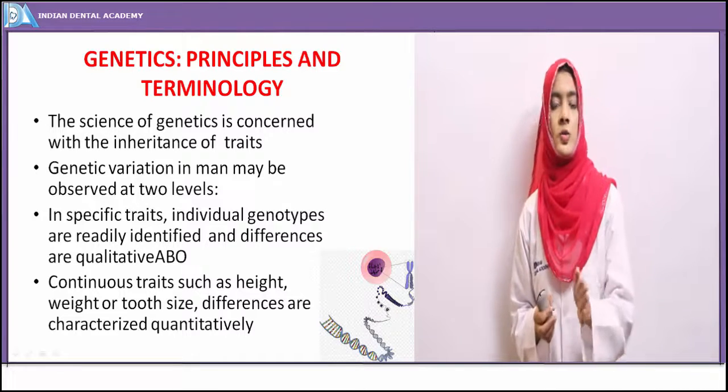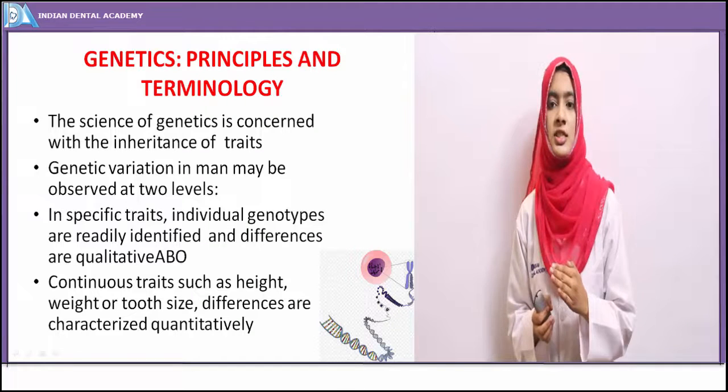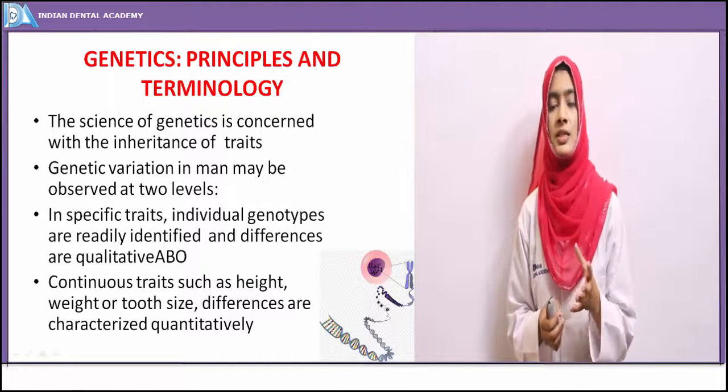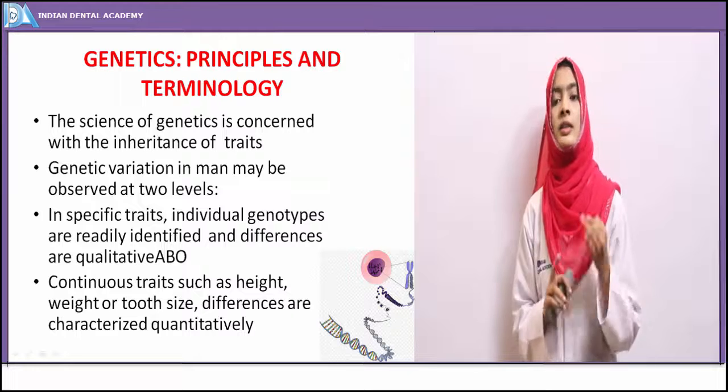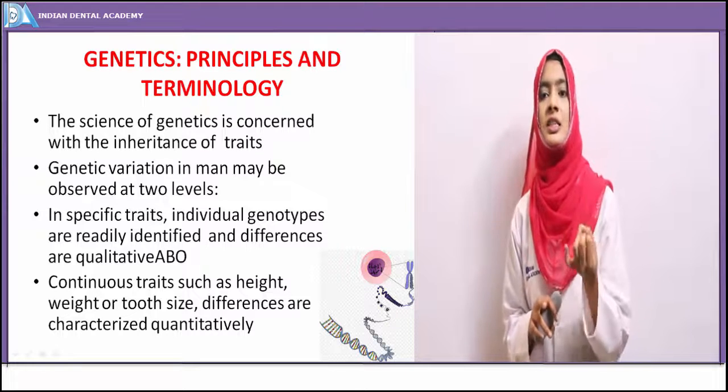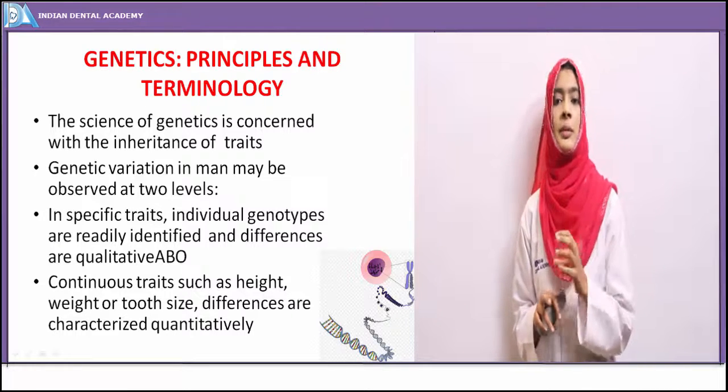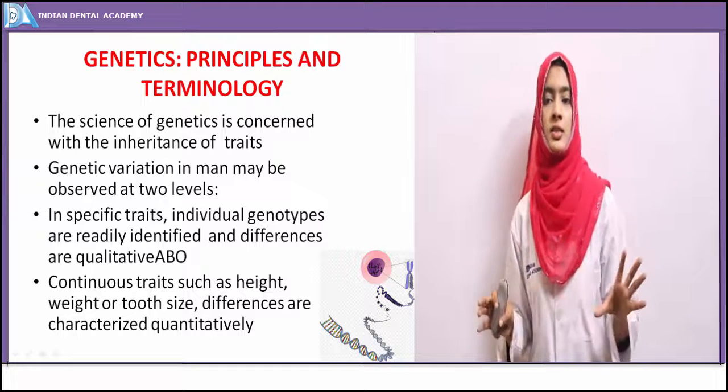So all the chromosomes exist in pairs, even the genes exist in pairs. Only the gametes, that is the ovum and the sperm, are carrying a single gene. Okay, the ovum and sperm are carrying a single gene. They do not exist in pairs.